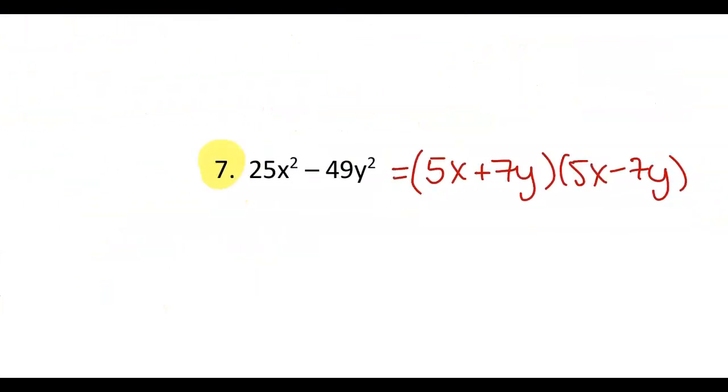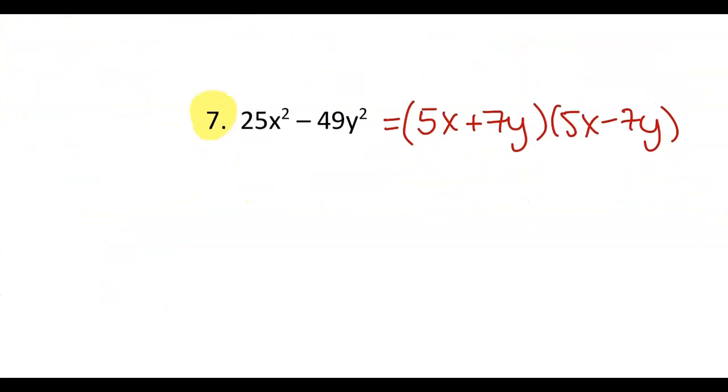Let's look at example 7. Example 7 is a very good view of what I was just talking about. So we're going to take the square root of 25x squared. Well, the square root of 25 is 5. And we saw this before, the square root of x squared is just x. So notice that the 5x is going to be here and here.